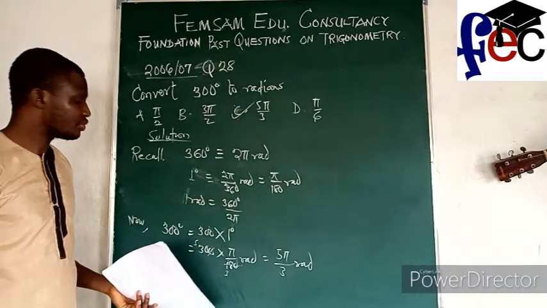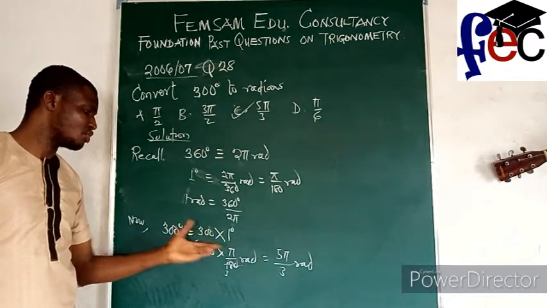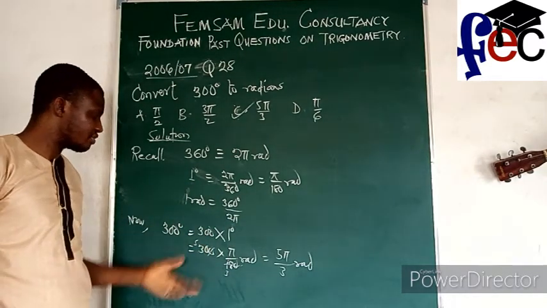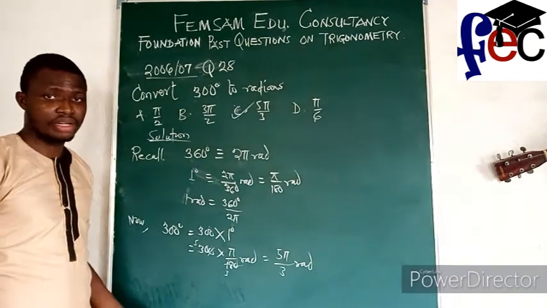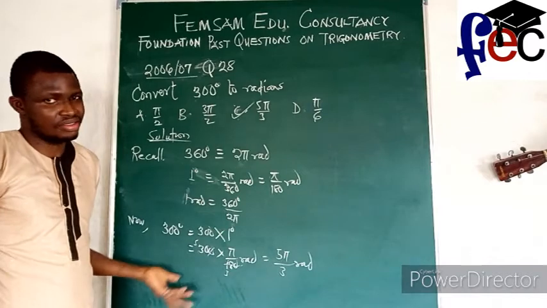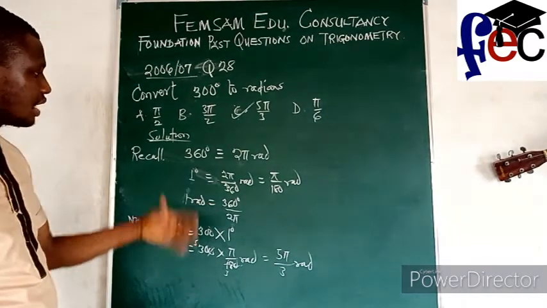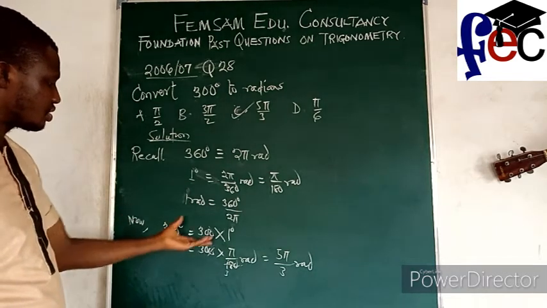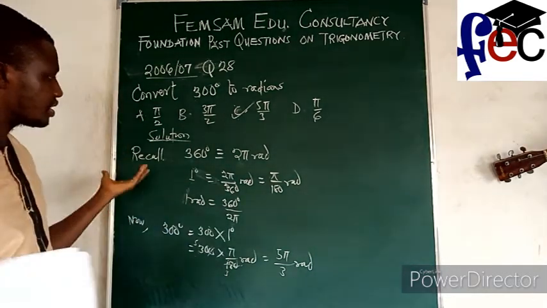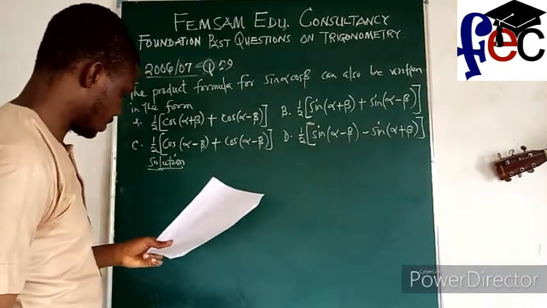It's very simple. Another way of saying it, if you don't want to go through this, is just know that anytime you are converting from degree to radian, divide by 180 and attach pi to it. It's as easy as that. And if you want to convert from radian to degree, just divide by 360.